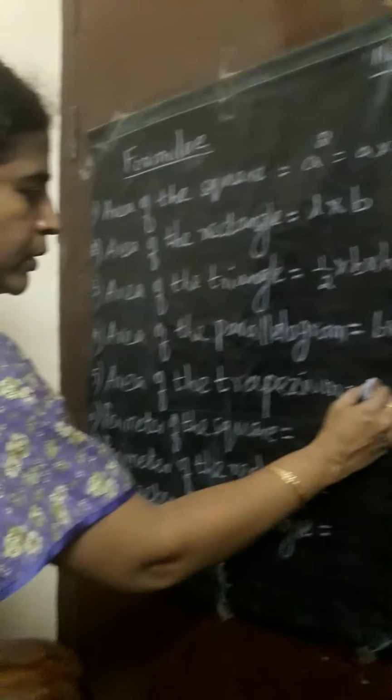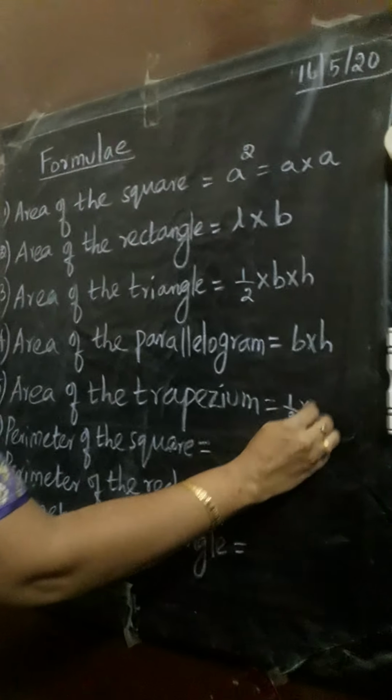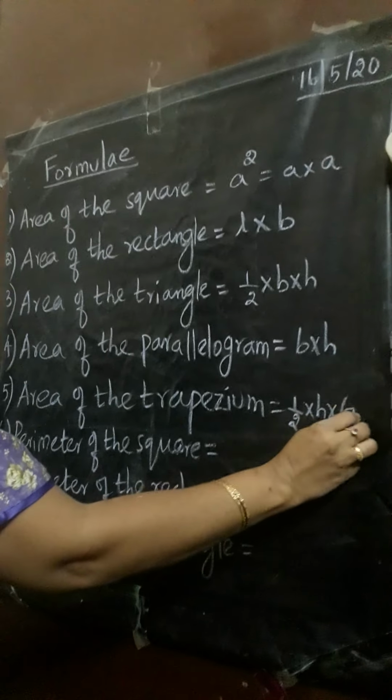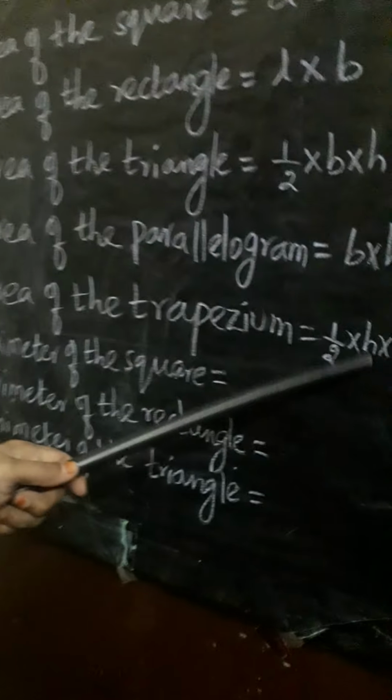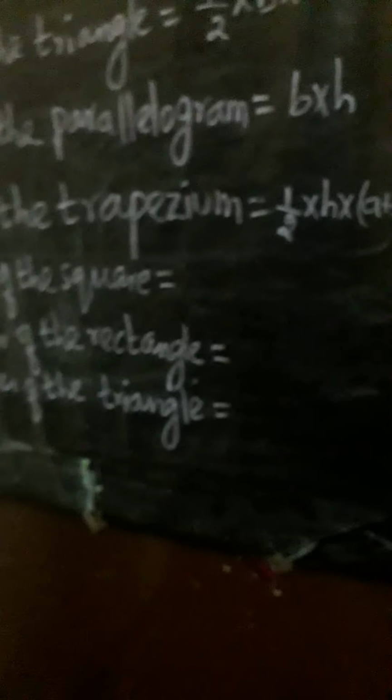Area of the trapezium. So area of the trapezium equal to half into H into (A plus B) square units. Area of the trapezium equal to half into H into (A plus B) square unit.